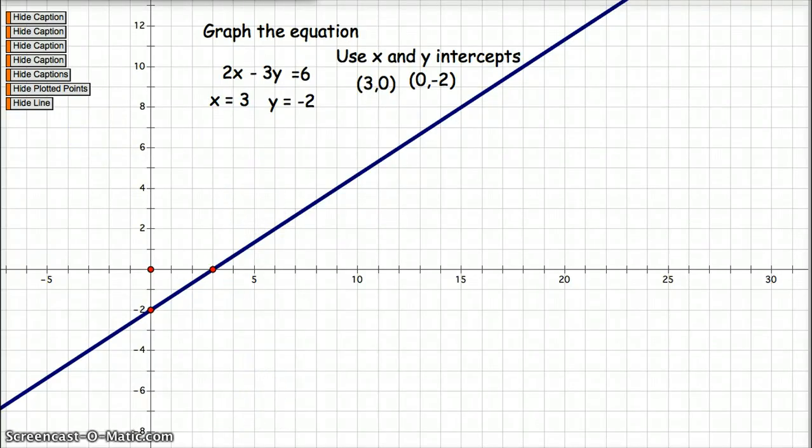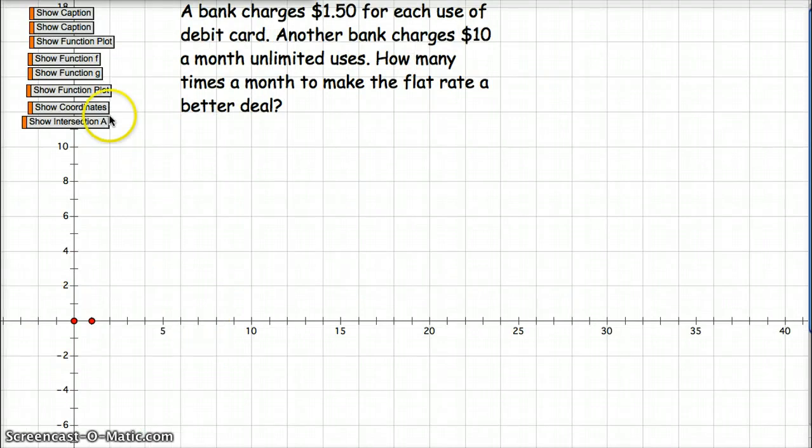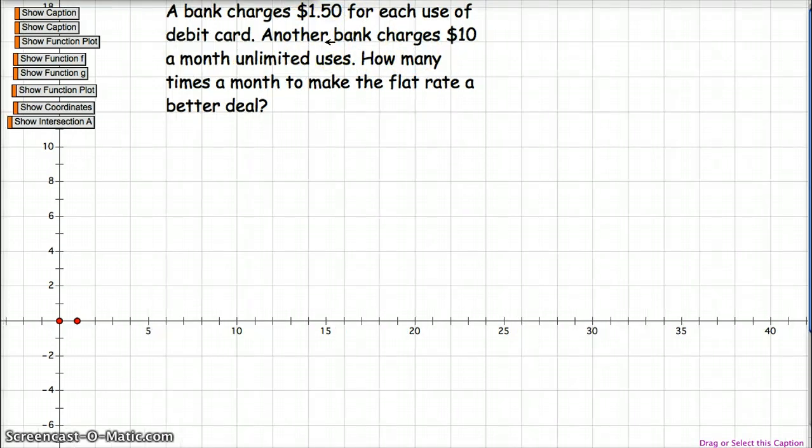And last but not least, let's go ahead and do a little scenario type question. A bank charges $1.50 for each use of a debit card. Another separate bank charges $10 a month for unlimited uses. How many times a month to make the flat rate a better deal? So basically, if this is Bank A, the one that charges $1.50, and Bank B charges $10, how many uses do I have to use before Bank B becomes my better deal?